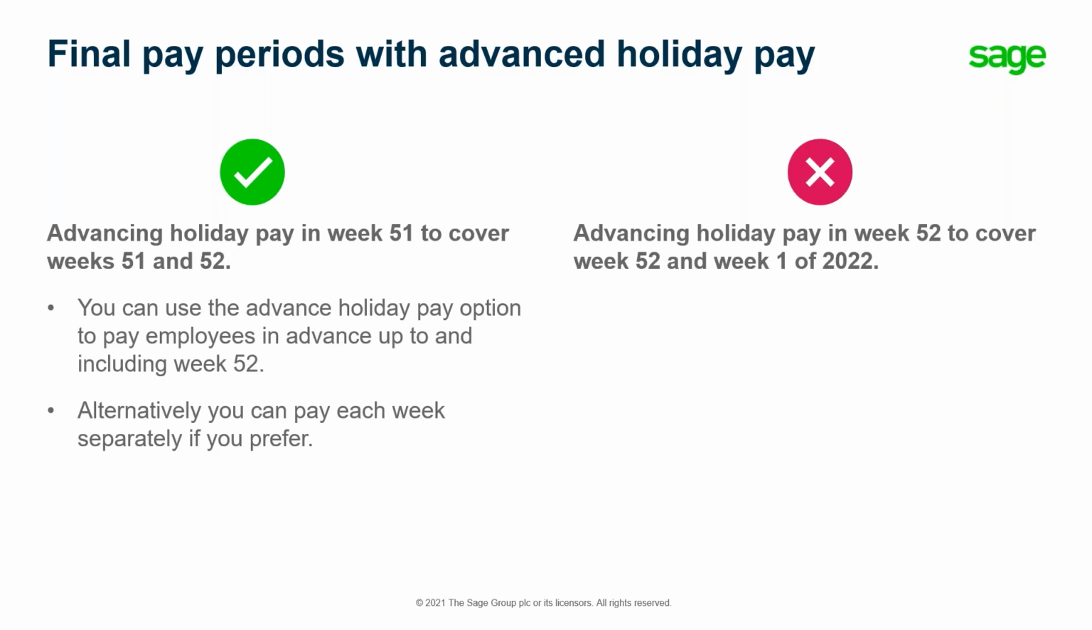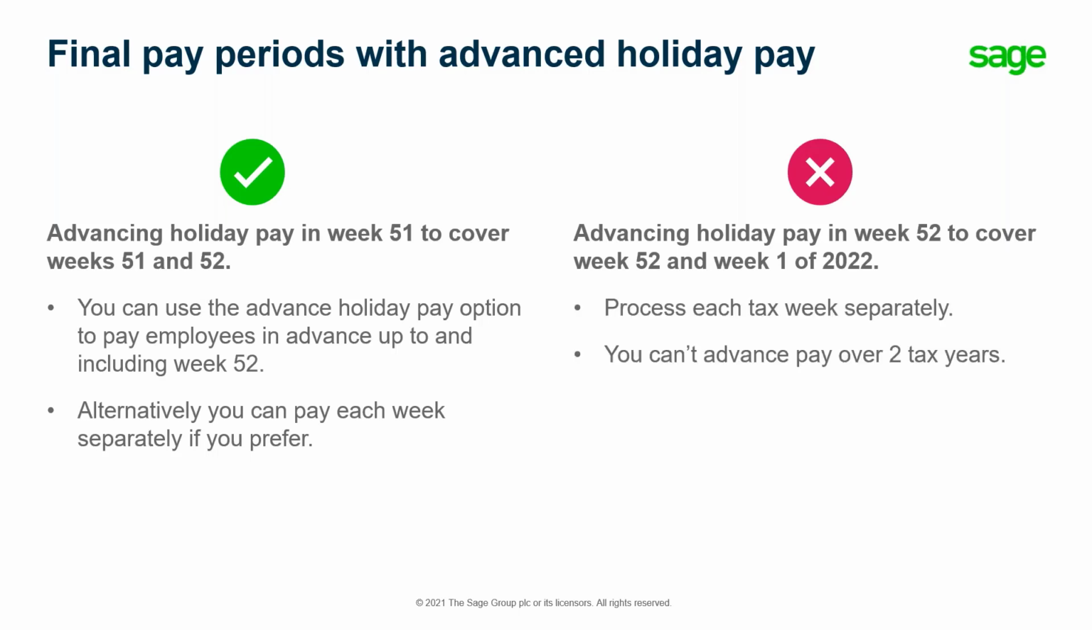So the second scenario here is if you need to advance pay spanning the 2 tax years. You should not advance any holiday pay over 2 tax years. You should process each tax week separately. So in this example, if you're in week 52 and you wanted to pay holiday pay for week 1 of 2022, you should process week 52 as normal and then process a separate week for week 1 in the new tax year.